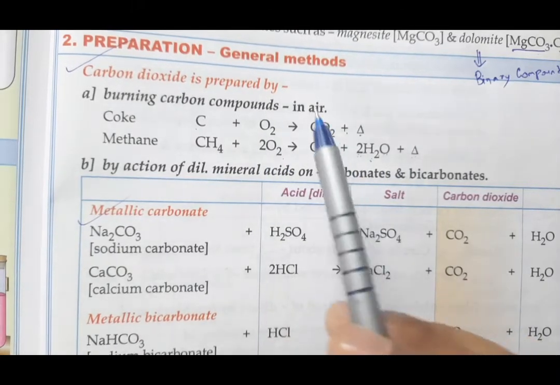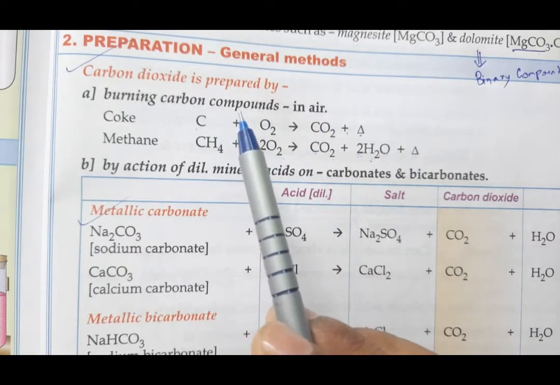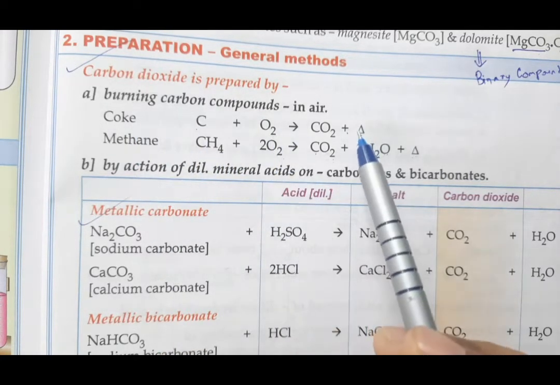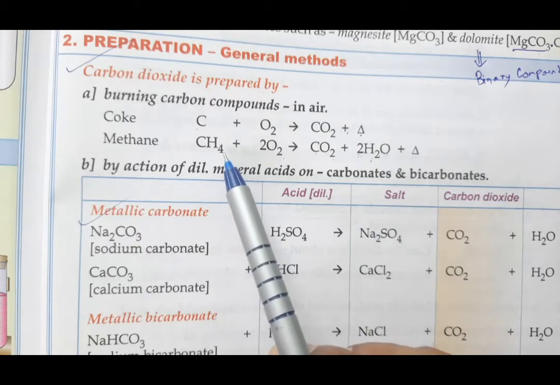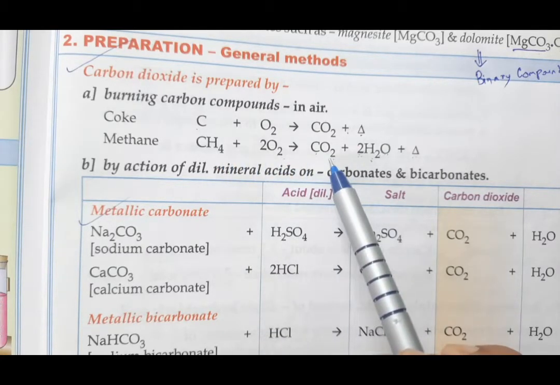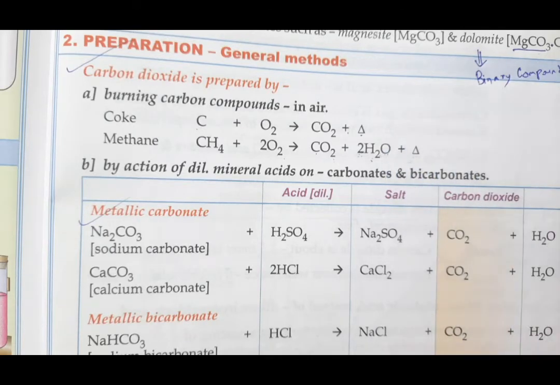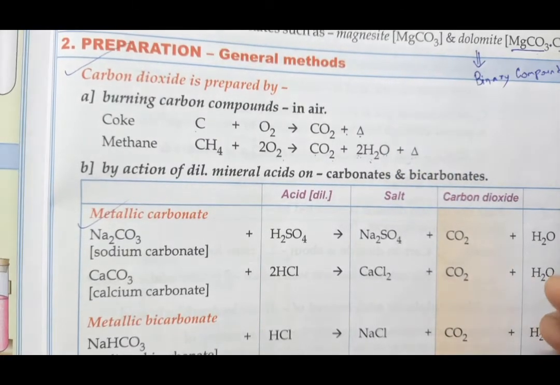So it's balanced. So students, we can prepare carbon dioxide from coke, an allotrope of carbon, by reacting with oxygen, which is an exothermic reaction, even from methane. When you react methane with oxygen, you get carbon dioxide and water vapor, along with which heat is evolved. So this is one of the preparations of carbon dioxide.